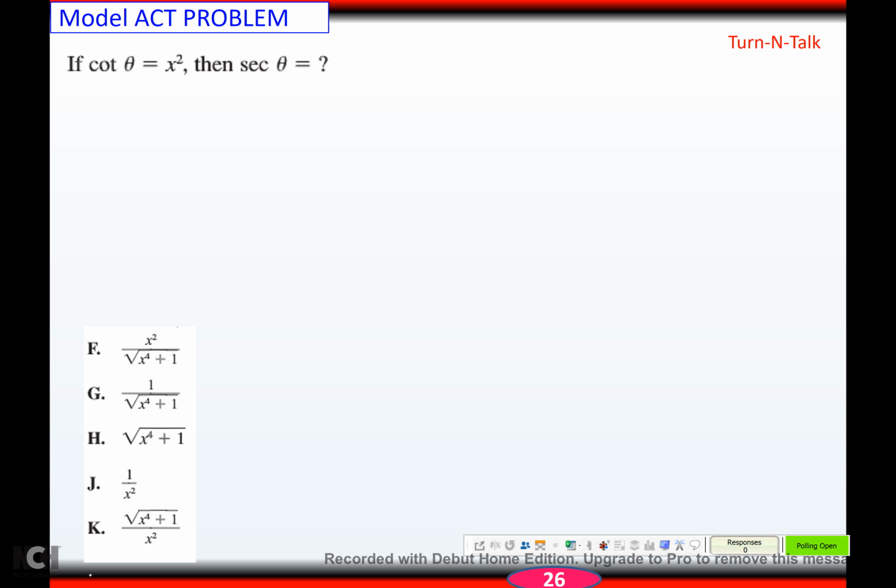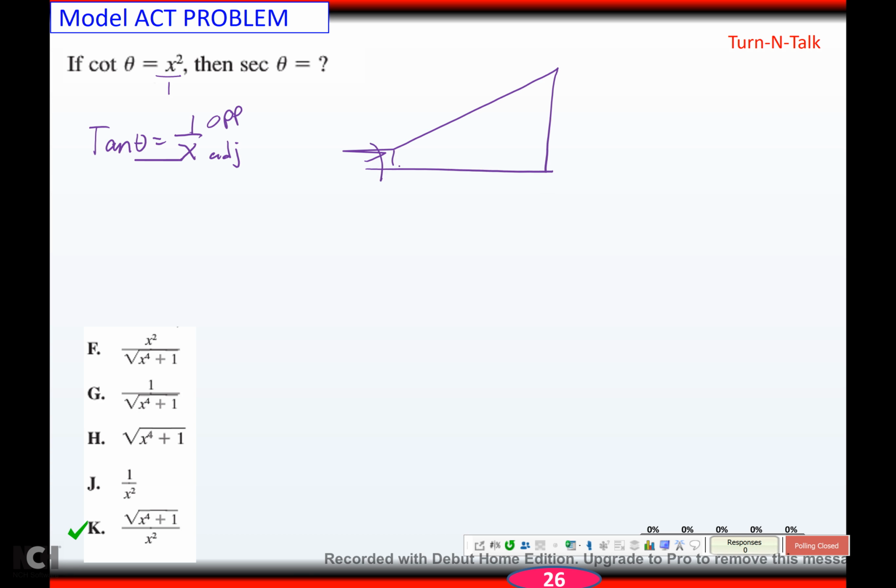Alright, try this one. Hit pause, come back when you're ready. This one's a little tricky, okay? They give you a variable instead of a number. Well, if cotangent is x squared over 1, then tangent theta is 1 over x squared. And tangent is opposite over adjacent. So if I set up my little right triangle here, and I call that theta, opposite is 1, adjacent is x. Well, they want me to find secant.